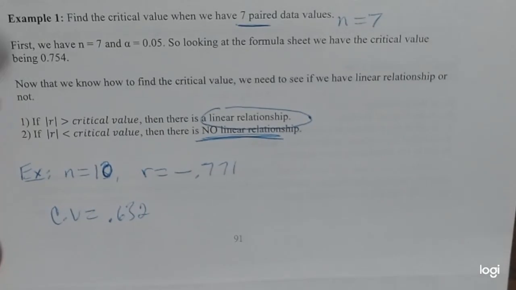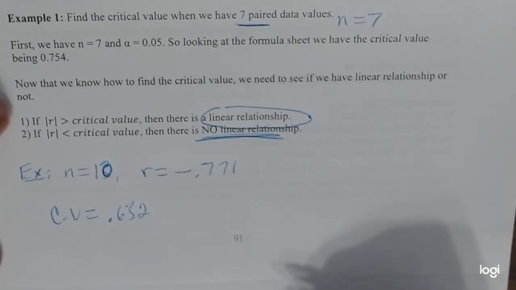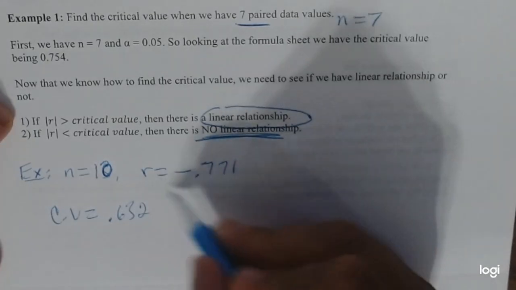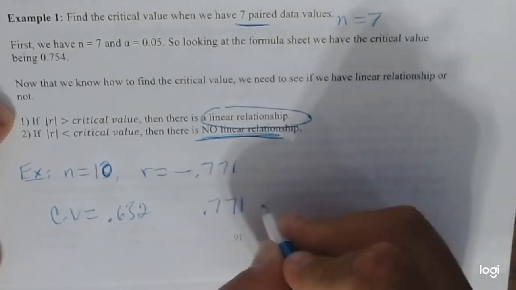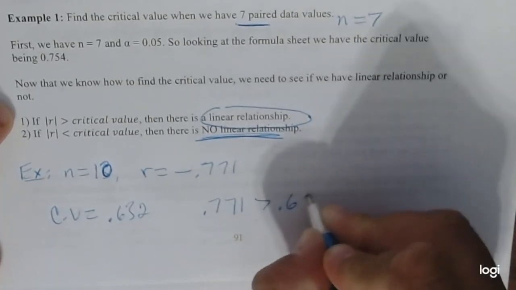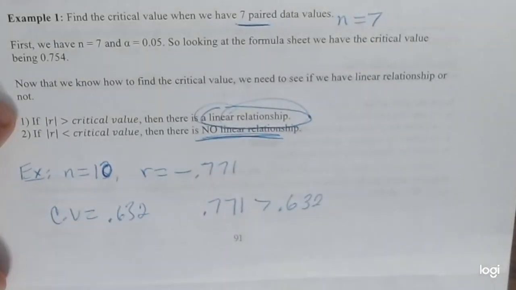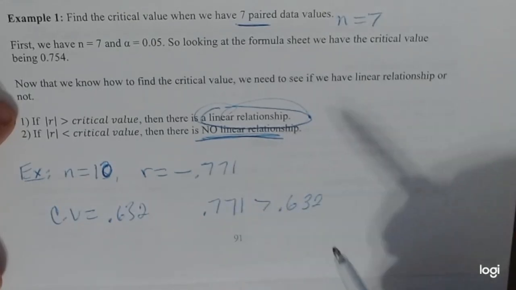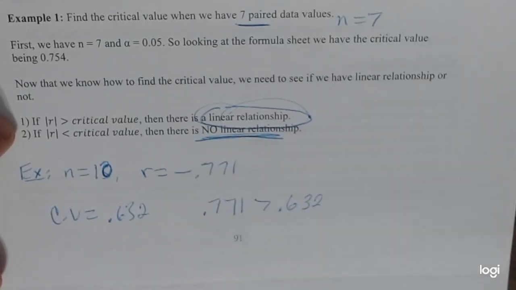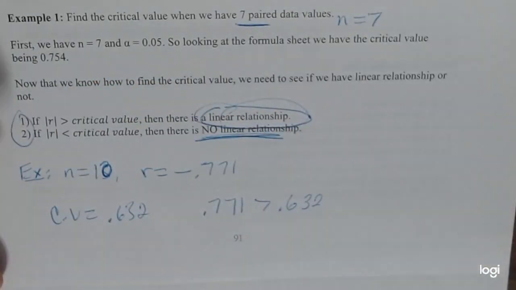According to our criteria, is the absolute value of r bigger or smaller than this? Now this is the trick question. It's the absolute value, meaning you're always going to make this positive. So is positive 0.771 greater than or less than 0.632? It's greater than, because we take the absolute value. So since it's greater than, we have a linear relationship. If this was like 0.555, then we would have no linear relationship. That's all we're checking. It's just two nice little criteria to decide if we have a linear relationship or not.